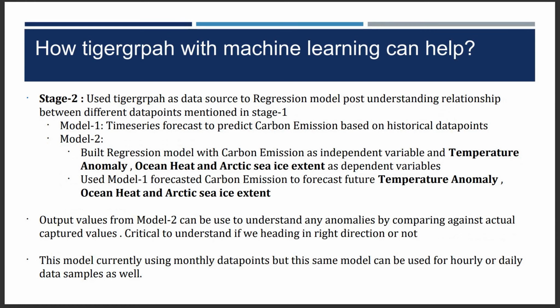Stage 2: use TigerGraph as a data source for the regression model, post understanding the relationship between the different data points mentioned in Stage 1. Model 1 is a time series model to predict carbon emission based on historical data points. Model 2 is a regression model with carbon emission as the independent variable and temperature anomaly, ocean heat, and ice extent as dependent variables. Use Model 1's forecasted carbon emission to forecast future temperature anomalies, ocean heat, and ice extent. Output values from Model 2 can be used to understand any anomaly.